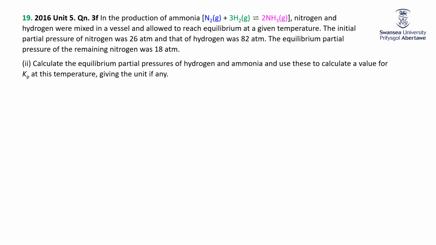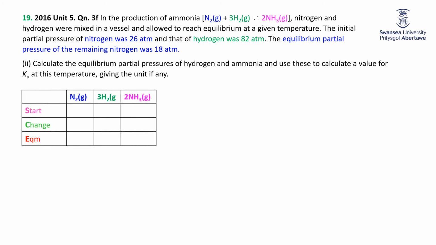Well, let's see what we've got. Put in some pretty colors. The initial nitrogen was 26, the initial hydrogen was 82, and the equilibrium nitrogen was 18. So let's set up an ICE chart. At the start, we have 26 for the nitrogen, 82 for the hydrogen, none for the ammonia. Change line, well, it's X for everything. Bring down the coefficients, so that's 3 there and 2 there, and make the reactants negative. Put all those together for an equilibrium, 26 minus X, 82 minus 3X, and 2X.